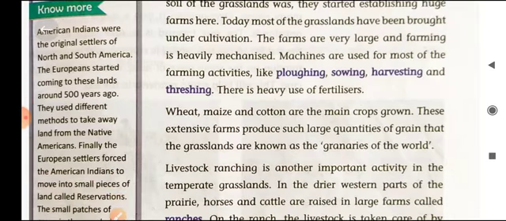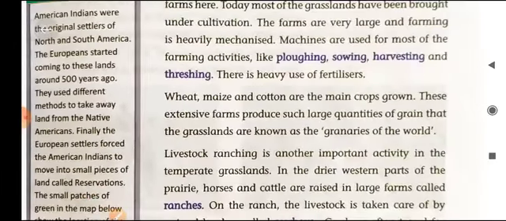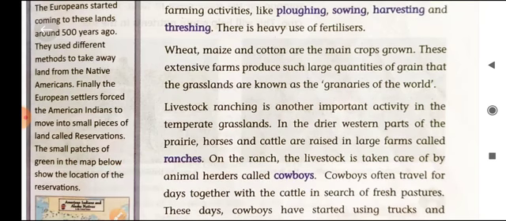Livestock ranching is another important activity in the temperate grassland. In this region livestock is also reared, so these people are called ranchers. In the drier western part of the prairies, in America and Canada, horses and cattle are raised in large farms called ranches. On the ranch, the livestock is taken care of by animal herders called cowboys.